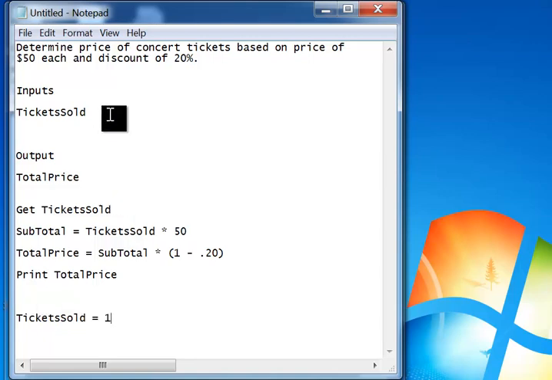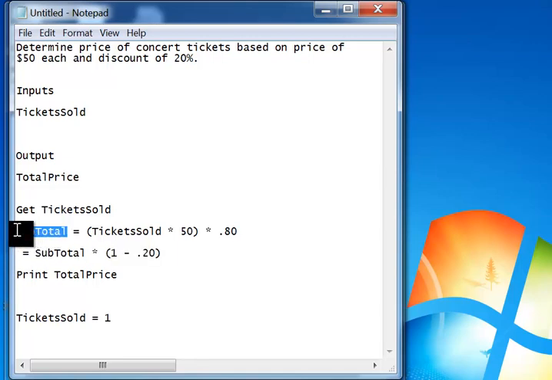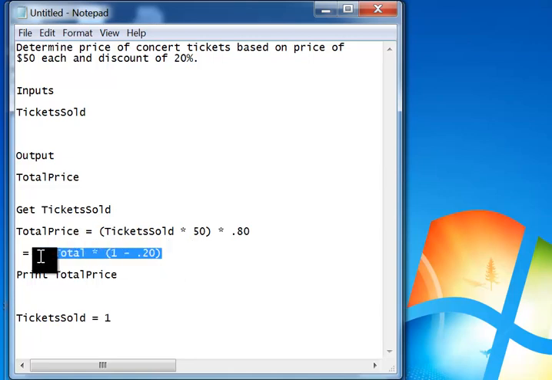But in this case here, this is how we would write this thing right here. Yes, you could do something like this. Tickets sold times 50 times 0.80. And forget about the subtotal. Let's see, control. And put it all in 1 line.